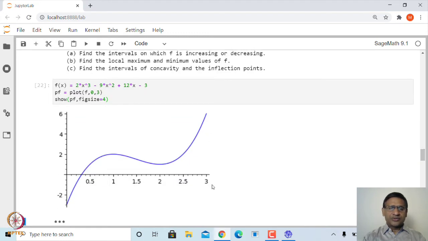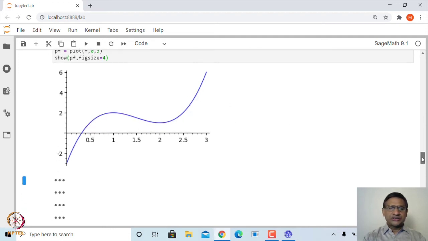This is the graph of this function, and you can see here there is one local maximum and one local minimum. The function increases from here to here, then starts decreasing and then starts increasing from here to here, and somewhere here there will be one point of inflection, right. So, we will try to locate all these things.